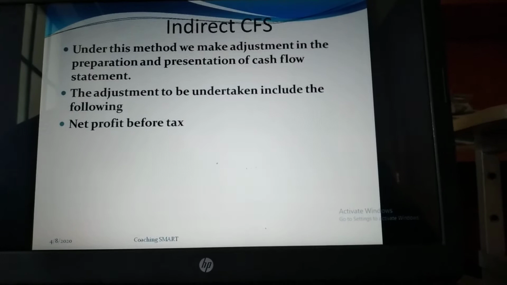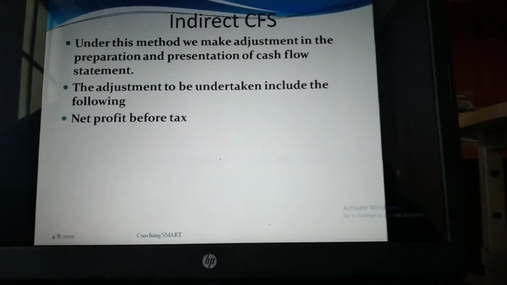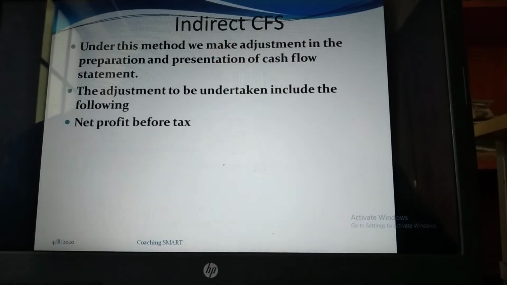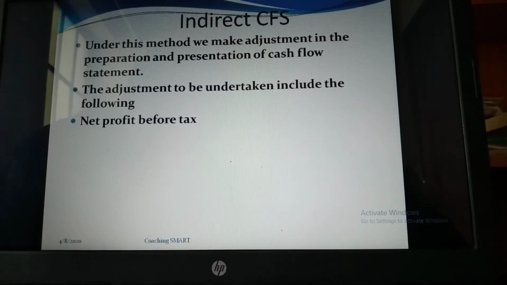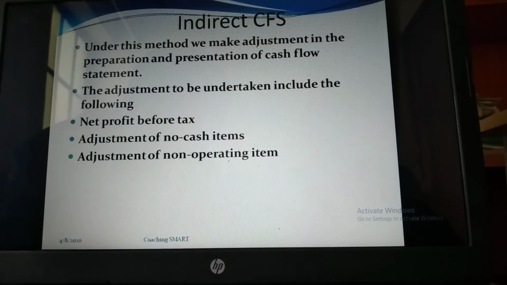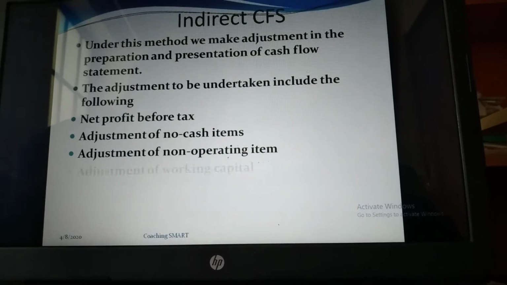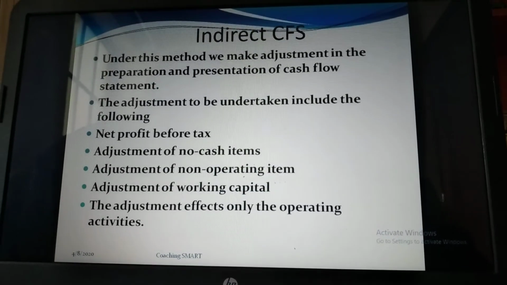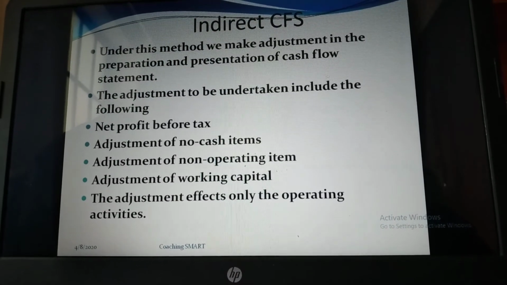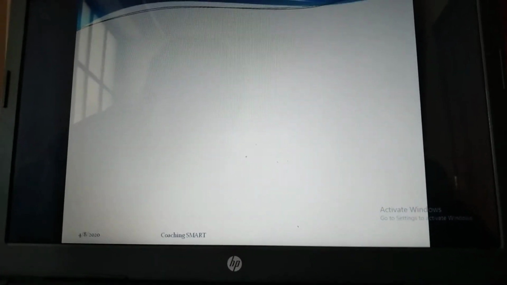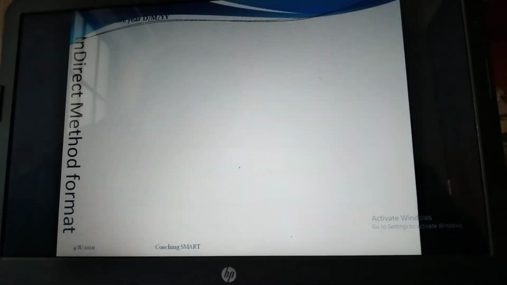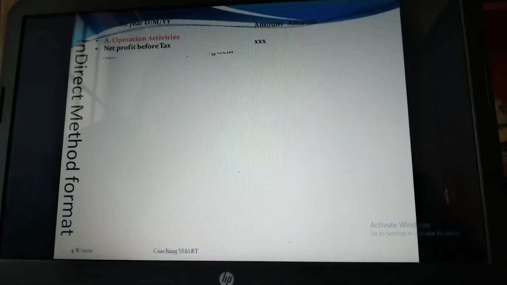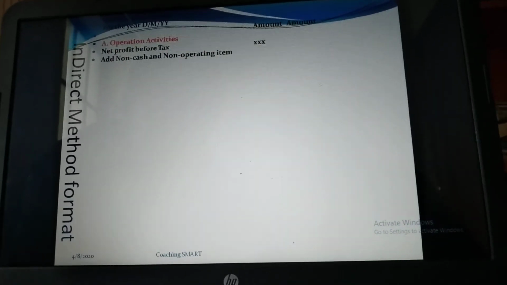Under this method, we make adjustments in the preparation and presentation of the cash flow statement. The adjustments to be undertaken include the following: 1. Net profit before tax, adjustment of non-cash items, adjustment of non-operating items, adjustment of working capital. The adjustment affects only the operation activities. So in our indirect method, our concern is only operation activities. The rest of the activities will remain the same. So this is the format of the cash flow statement under the indirect method.